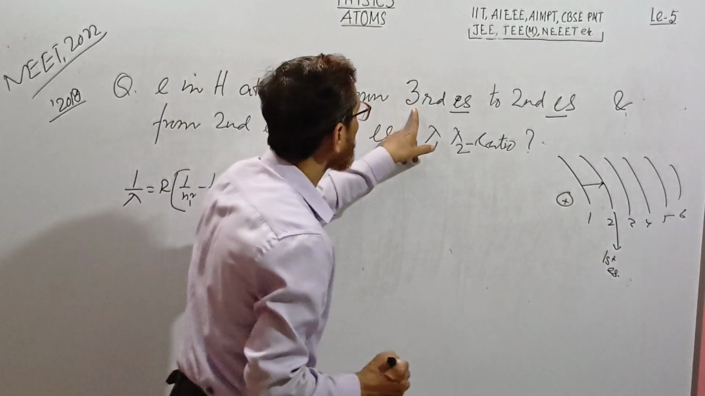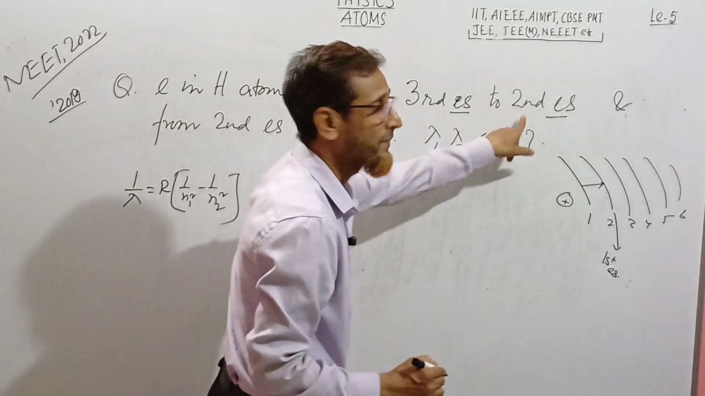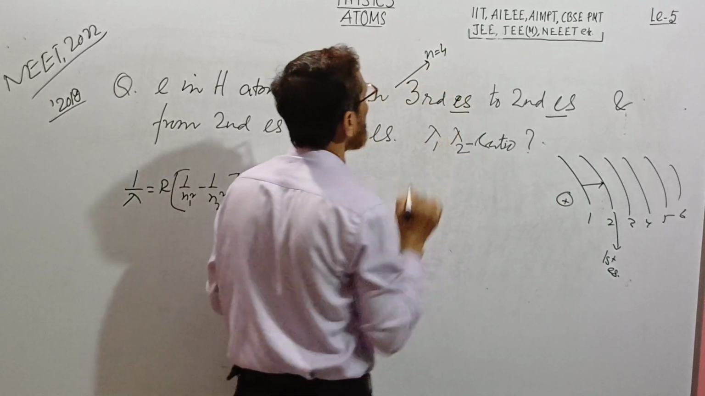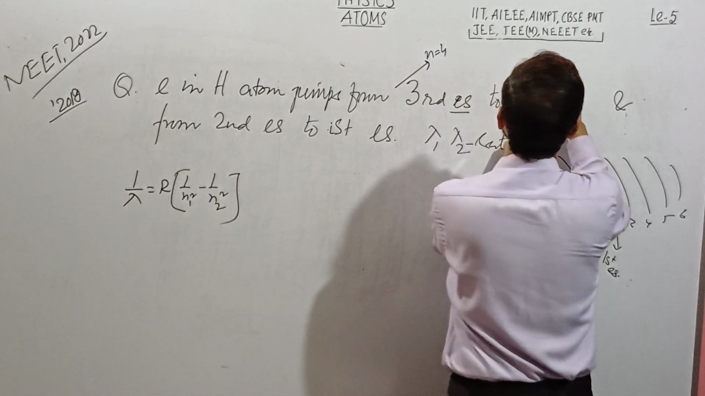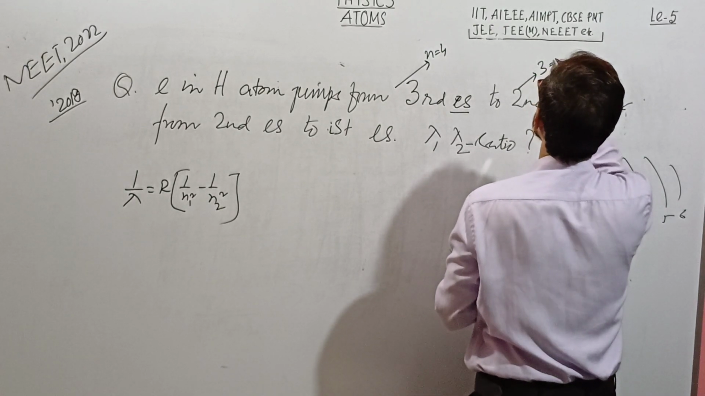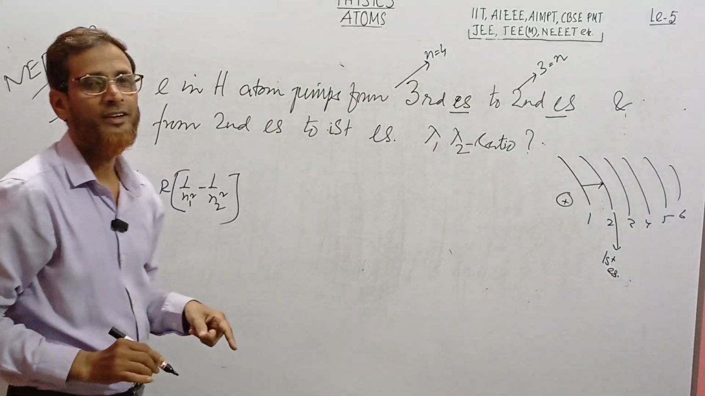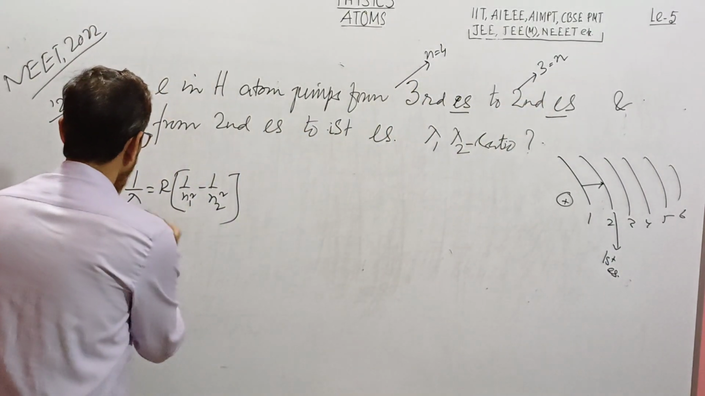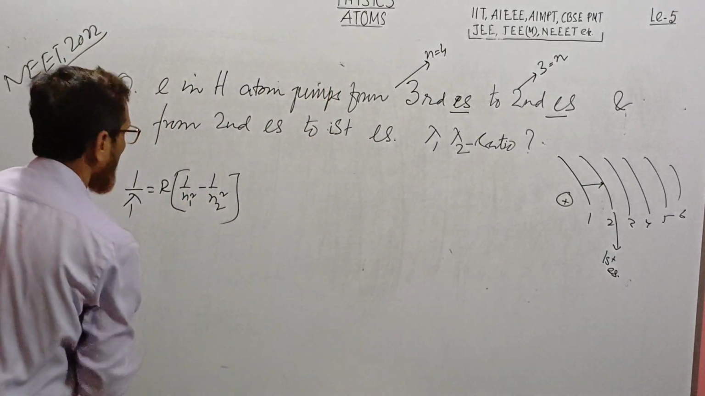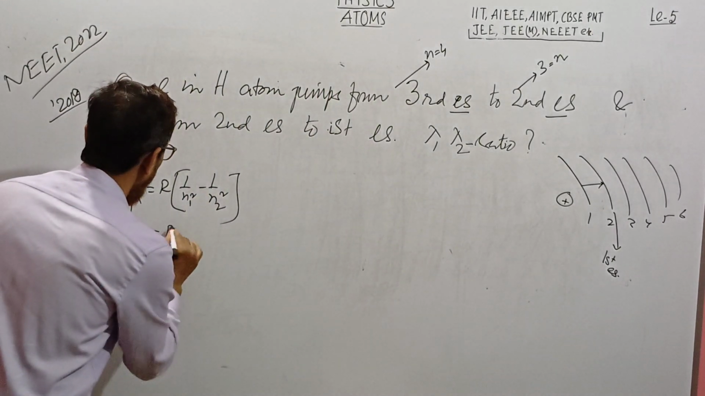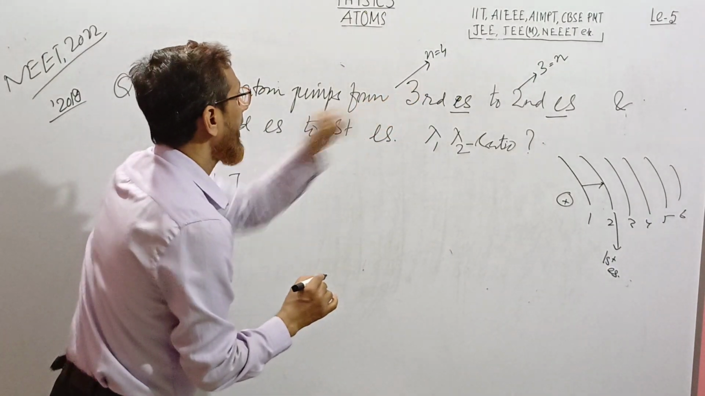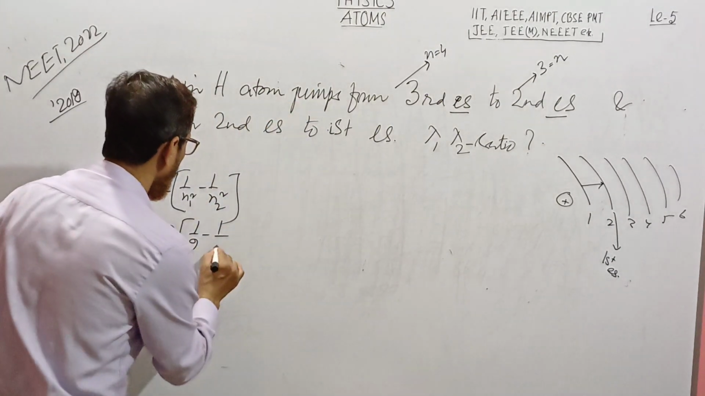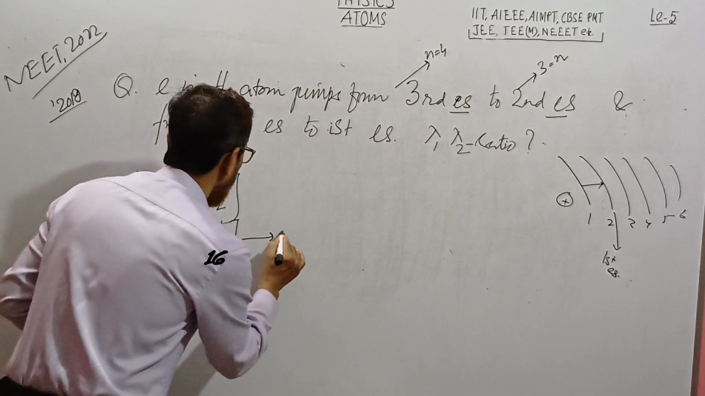So third excitation state to second excitation state means from third, its n value is equal to 4, and second excitation state means n value is equal to 3. So it is lower value, n1. First condition, say it is lambda 1. We get 1 by lambda 1 is equal to R into 1 by 9 minus 1 by 16, where n1 is 3 and n2 is 4. You solve it yourself.